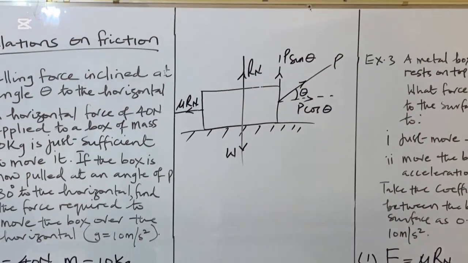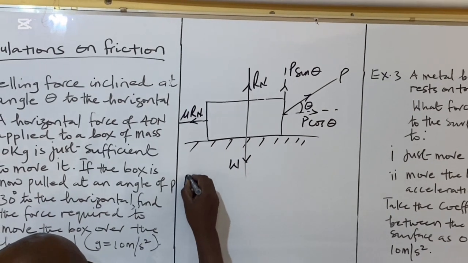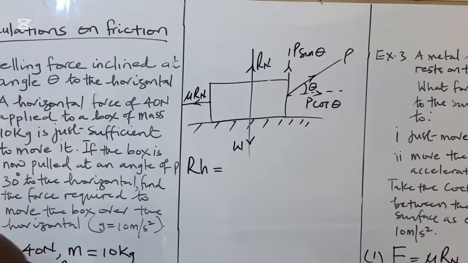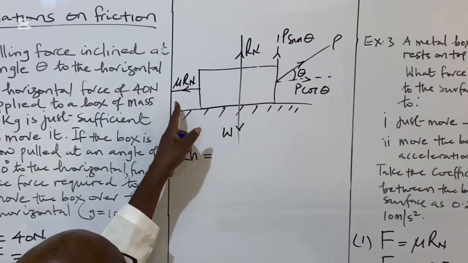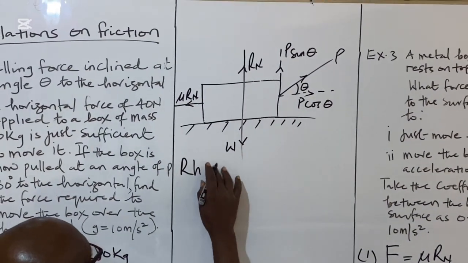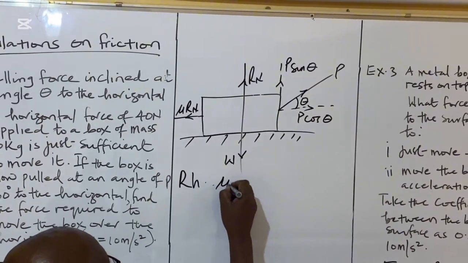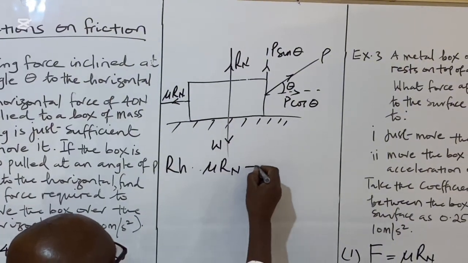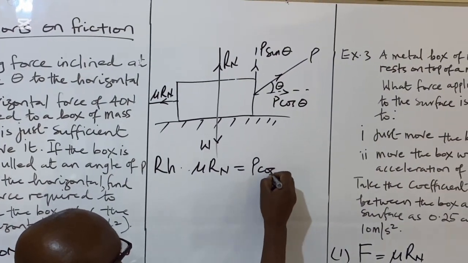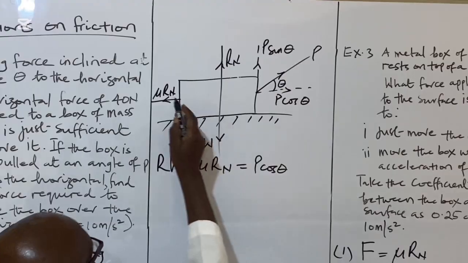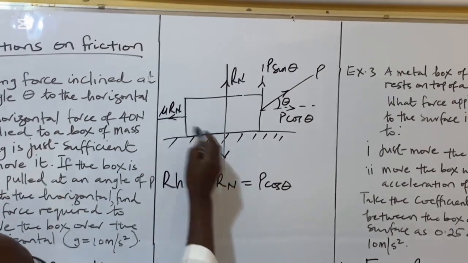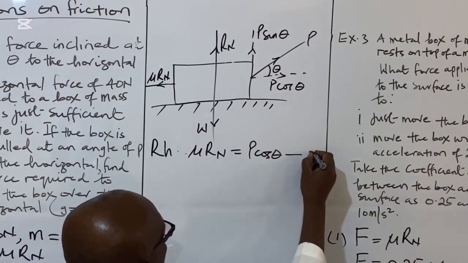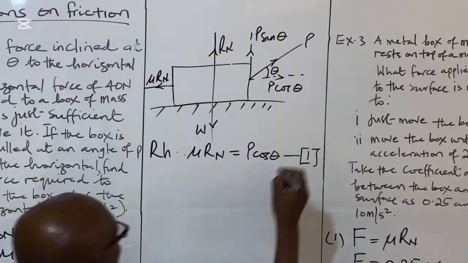Now let's see. Resolving horizontally, we have the system of forces: mu Rn going towards the left is equal to P cos theta going towards the right. I balance this force, mu Rn, with this force, P cos theta. Let's call this equation number 1.